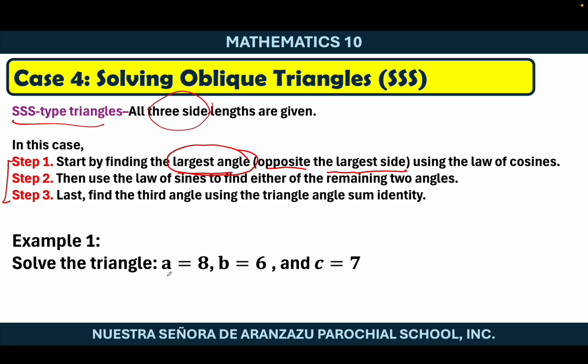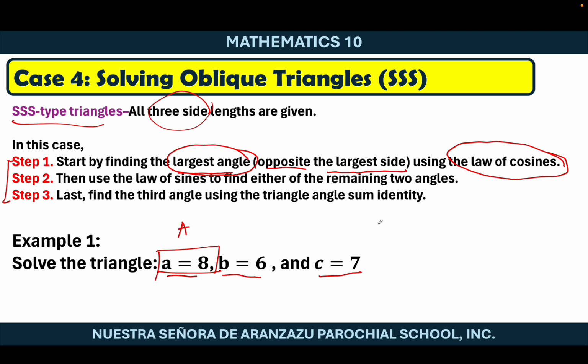Okay, so let's say we have here side A is 8, side B is 6, and side C is 7. Which one has the longest side or the largest value of side? Okay, basically, this is side A. So, therefore, the largest angle will be angle A, yung opposite angle niya of this given side. And kapag na-identify natin yon, we are going to use the law of cosine.